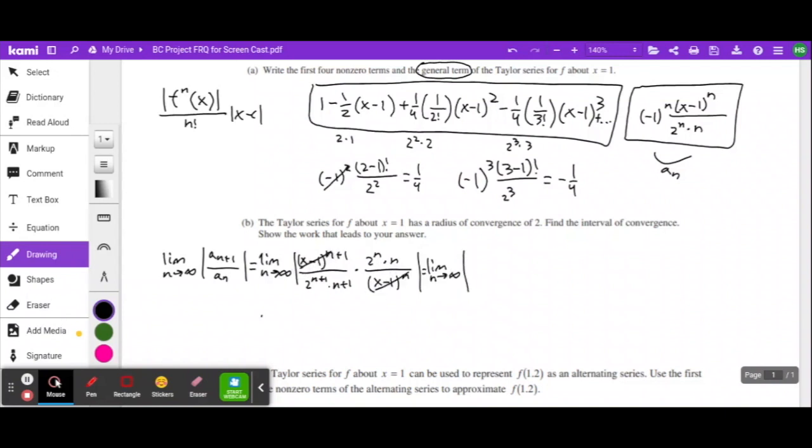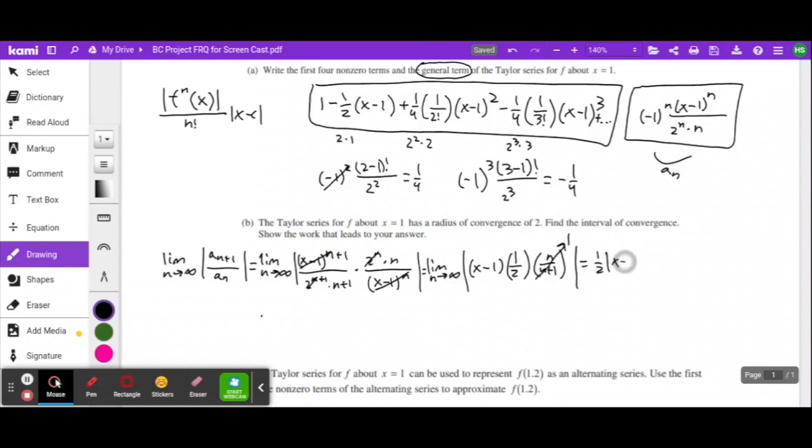These guys cancel. From that plus 1, we're left with an x minus 1 in the numerator. Same sort of thing with the 2 to the n's. These cancel. Times 1/2 for that plus 1 in the denominator. Now our n terms are going to be n over n plus 1, which just goes to 1. Easy limit, same power in the numerator and the denominator. Great, we've solved our limit.